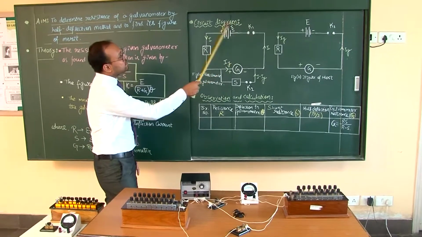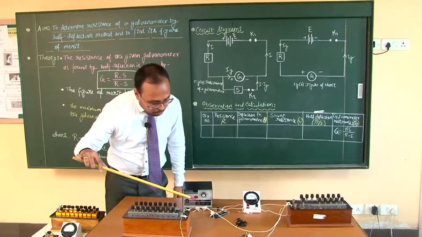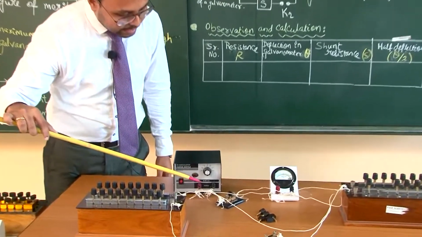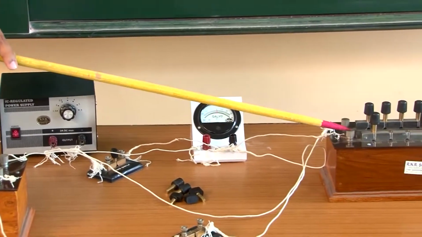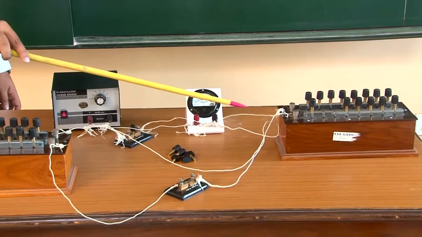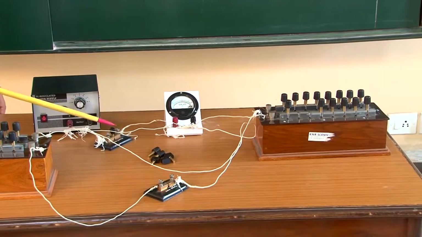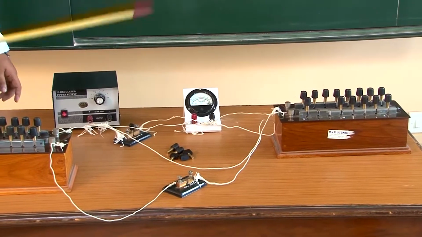So, first we are focusing on this primary circuit. Now, let us come here. The positive terminal of the battery eliminator is connected to the resistance box. From the resistance box's other terminal we connect to the positive terminal of the galvanometer. From the galvanometer negative terminal we connect to the key. Now, the key is connected to the negative terminal of the battery eliminator. Now, again come back to the circuit.